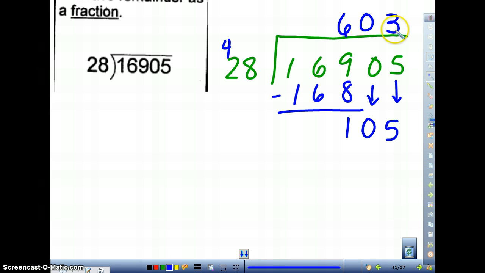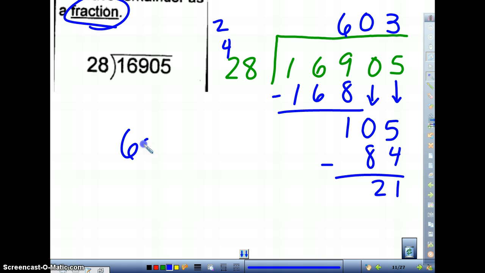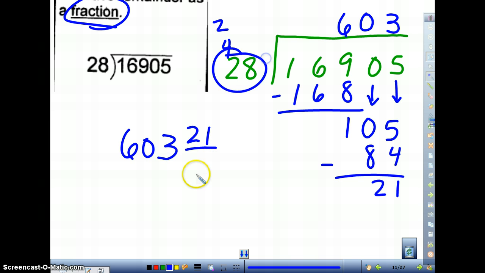Work it off to the side, and you're going to find out it goes in there 3 times. All right, 3 times 8 is 24. 3 times 2 is 6. 7, 8. Let's subtract. Okay, there's our remainder. It says leave the remainder as a fraction. So my answer is 603 and 21 over 28, and you're not done.